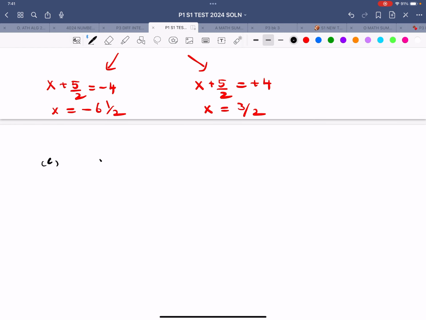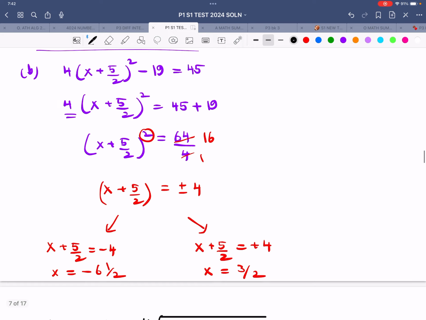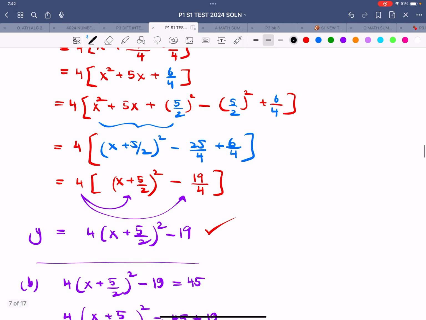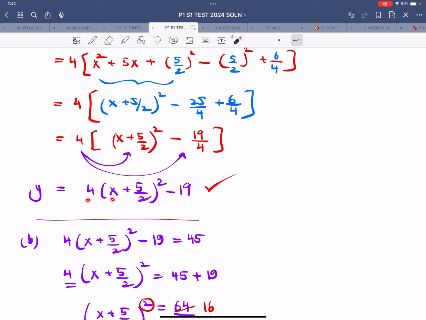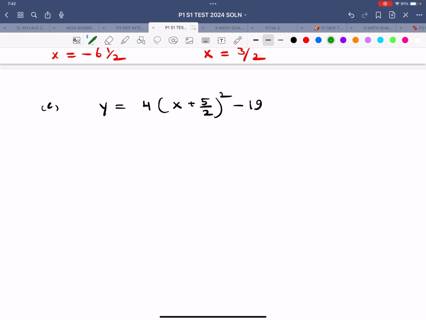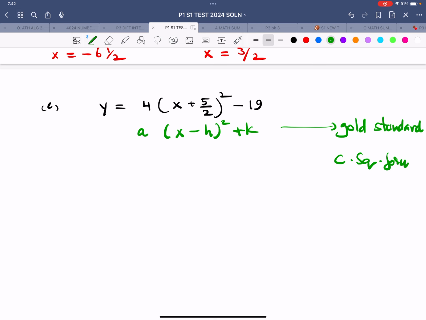So part C, y is equal to 4 bracket, and then we have x plus 5 over 2 whole square, and this is negative 19. Let me just double check. 4, that's right over here, x plus 5 over 2 whole square minus 19, all good, all clear. Now, in order to sketch, we need to write underneath a (x minus h) whole square plus k. This is the gold standard. That is what we are talking about, the completed square form. And this has to be in this order.